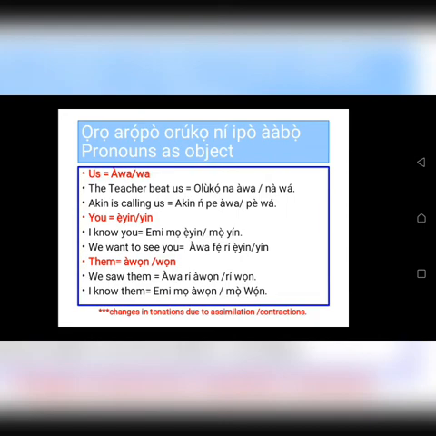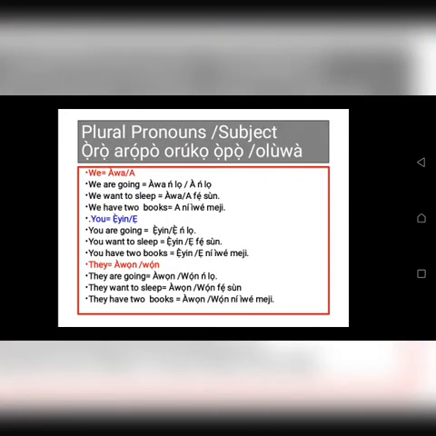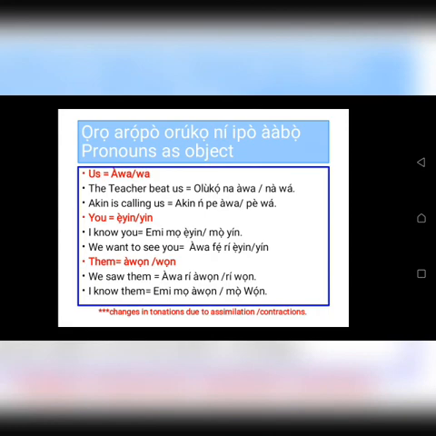Mind you, àwa, ẹ̀yin, àwọn. In the previous slide, I said àwa means we, ẹ̀yin, you, and àwọn, they. As you can use them as subjects, you can also use them in an object position. So don't be confused when you see some sentences that use àwa, ẹ̀yin, and àwọn in Yoruba for you, us, and them.